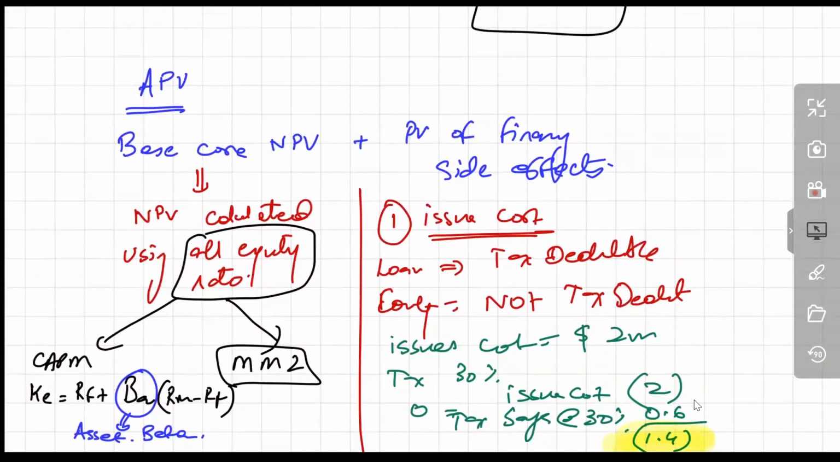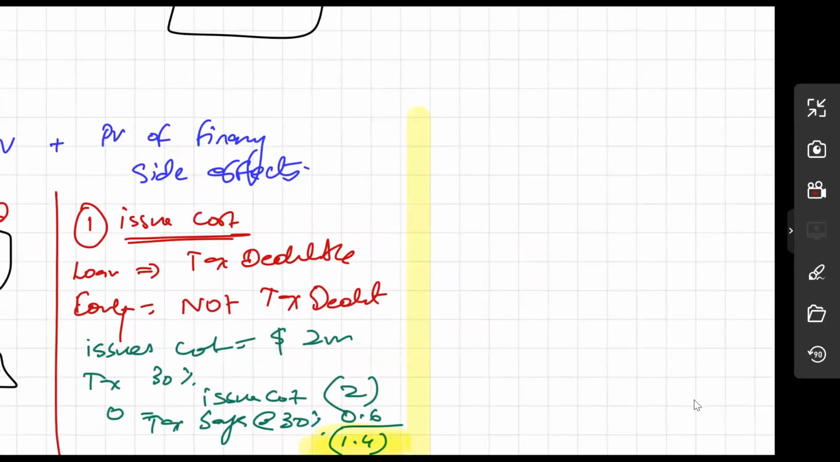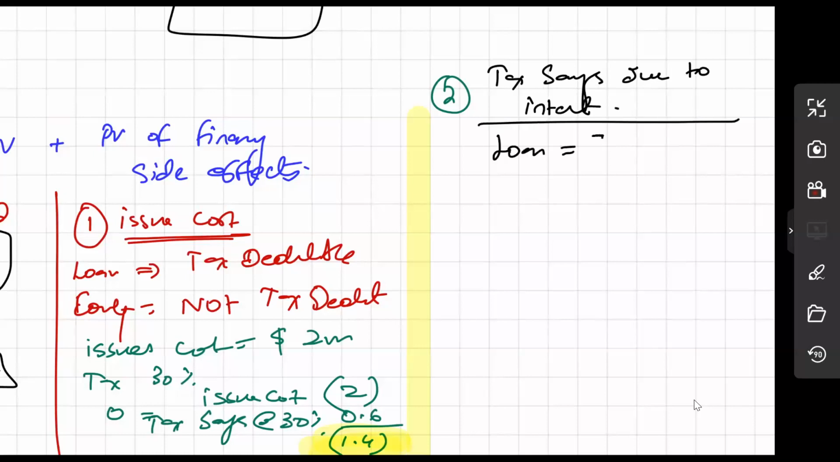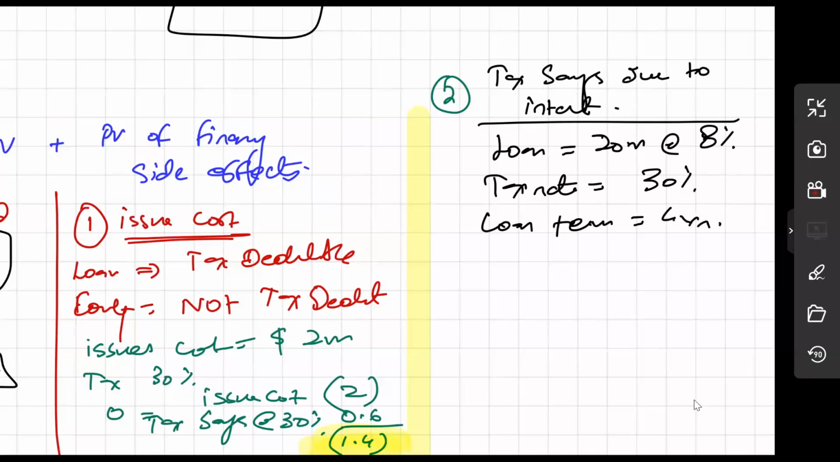Now, let's move forward to the other aspects. What are those other aspects? The other aspect is tax savings due to interest. Let's say the loan was $20 million at 8%, the tax rate is 30%, and the loan term is 4 years. So what do you do?